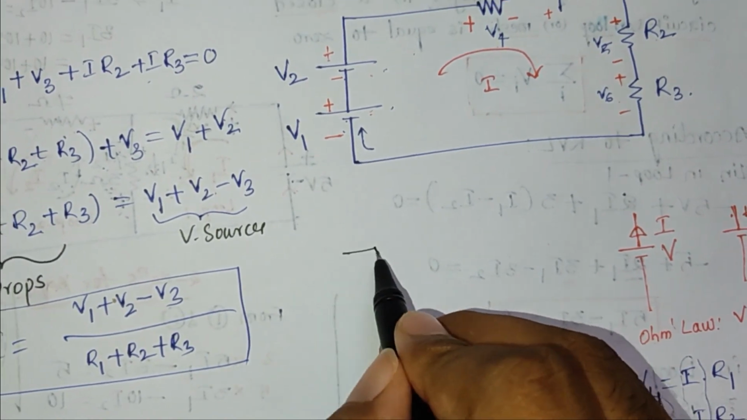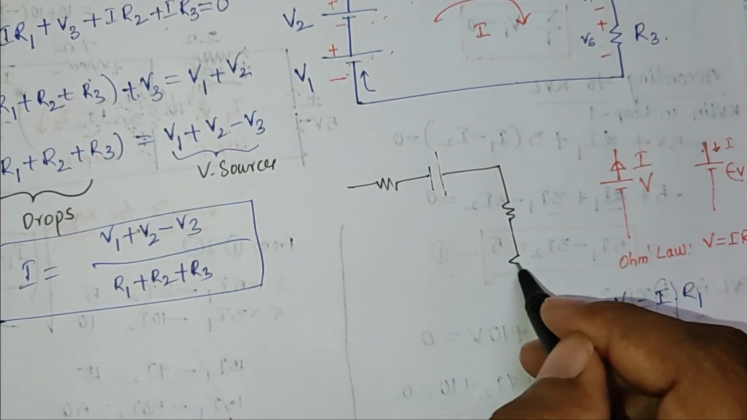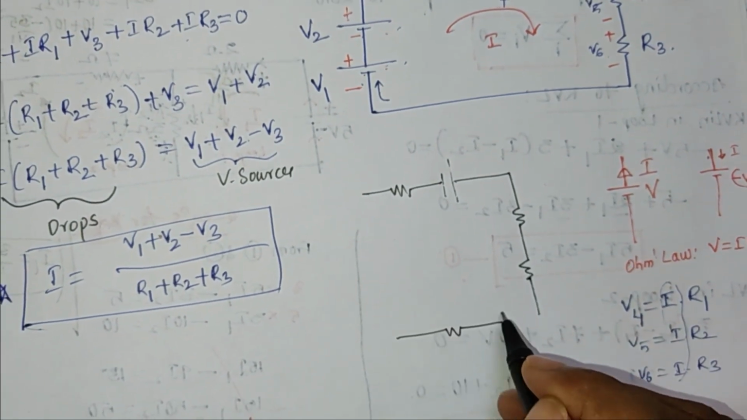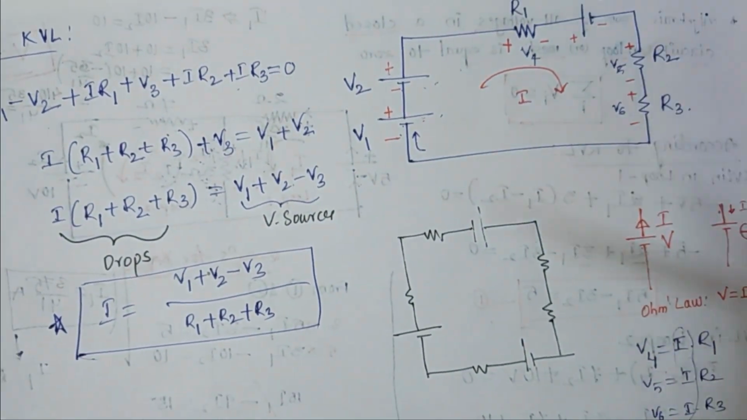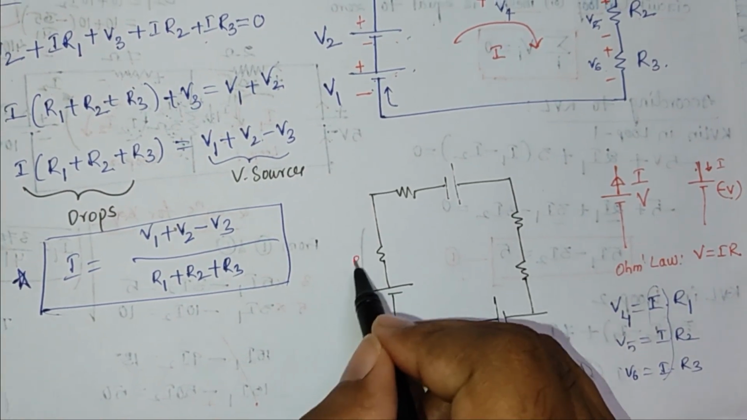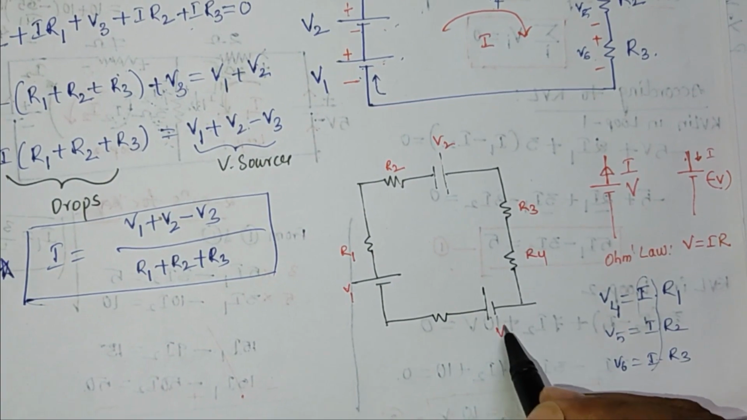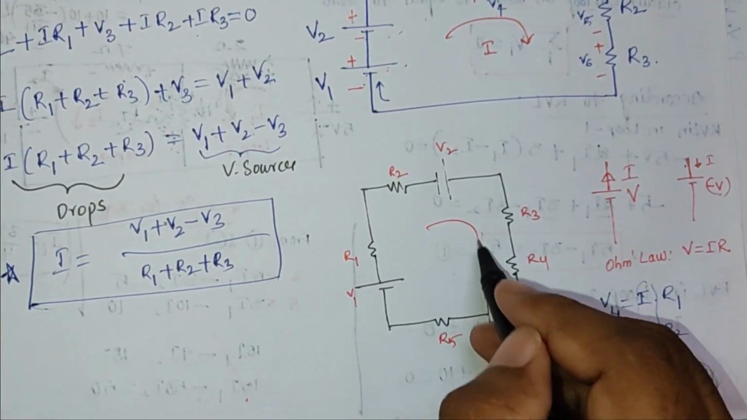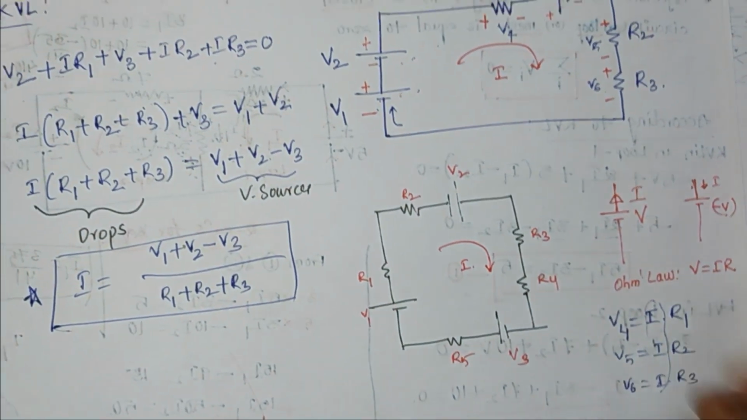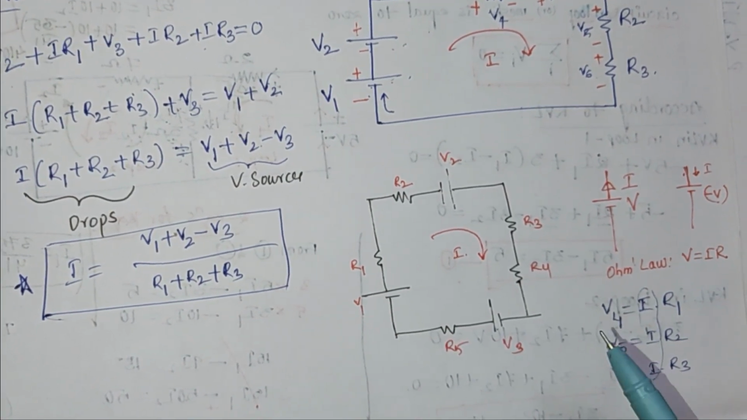So I am taking another example having resistances and voltage sources. So this is our resistance, another resistance, voltage source, resistance and voltage source. This is a closed loop consisting of resistances and voltages. Let us take V1, R1, R2, V2, R3, R4, V3, R5. So this is a closed loop. Let us consider the current is flowing in this direction, clockwise, because they are connected in series. The current will be the same through all the parameters.